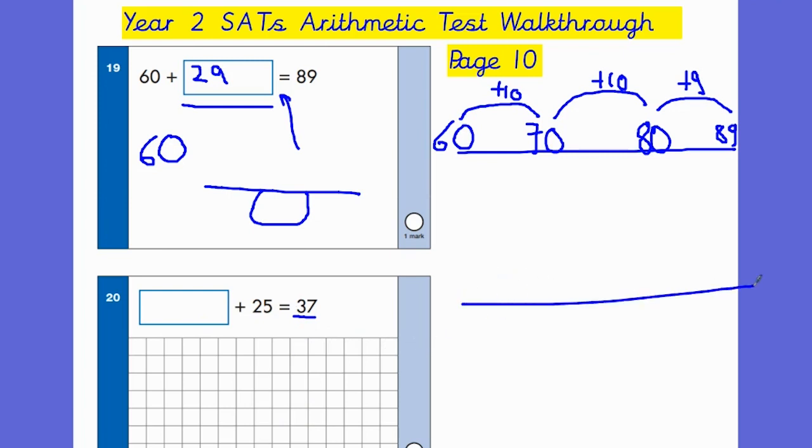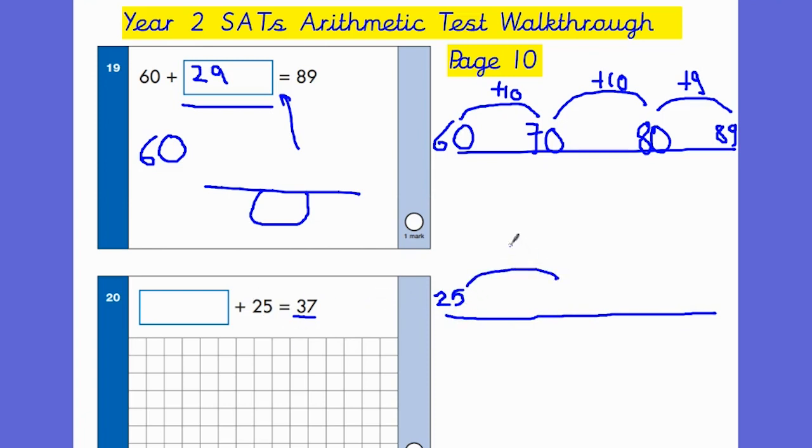So I'm going to take 25. Let's try that again. I'm going to take 25. Okay, I'm going to draw that at the start of my number line. And I'm going to see what I need to add to 25 to get to 37. So I need to add a 10, first of all. That'll get me to 35. And what do I add to 35 to get to 37? I'm going to need to add a 2.